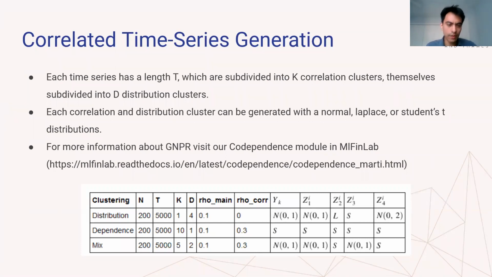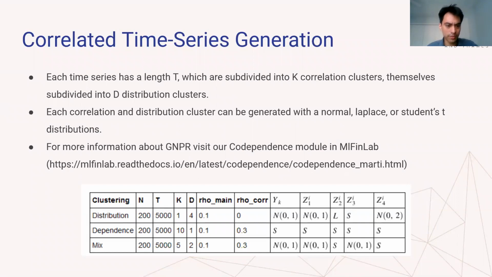And we're able to discriminate the underlying distributions of them, right? Because they're generated with all these distributions that I showed here: normal, Laplace, or student's T. But once you have a time series, how do you discriminate those distributions? So we use GMPR for this. I'm not going to go into too much detail, I'll just show a few pictures in the following slides. But if you want to learn more about GMPR, you can visit our codependence module in MlFinLab, which gives a nice overview of it.